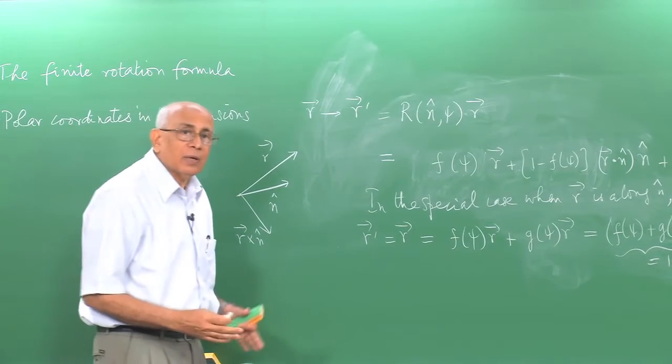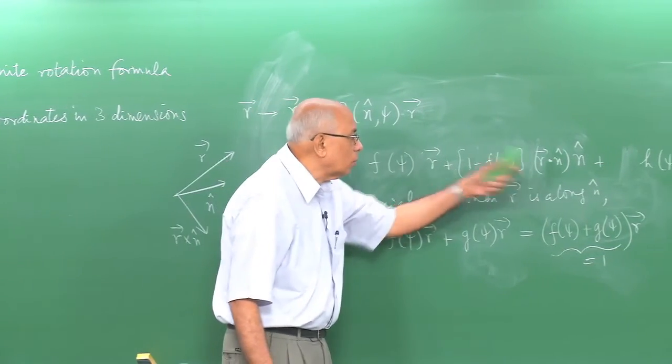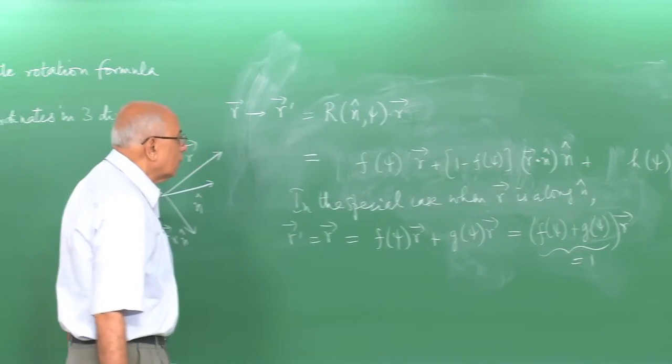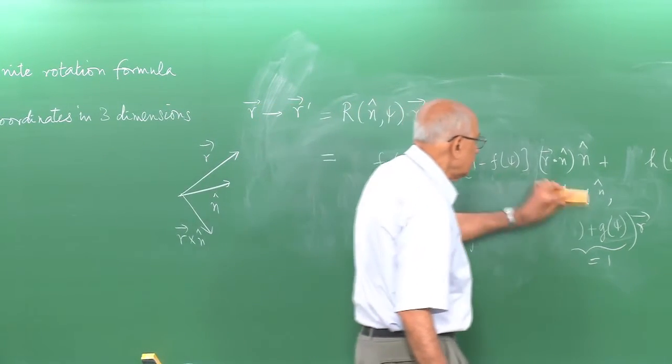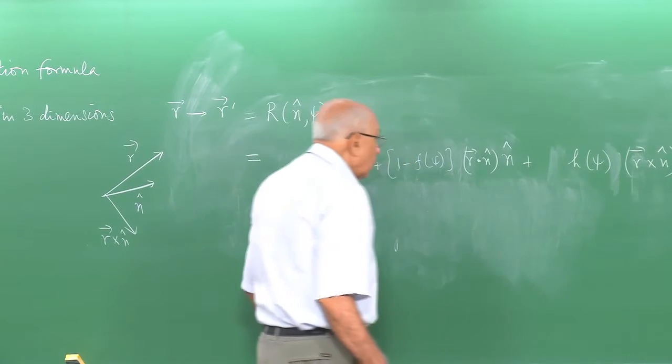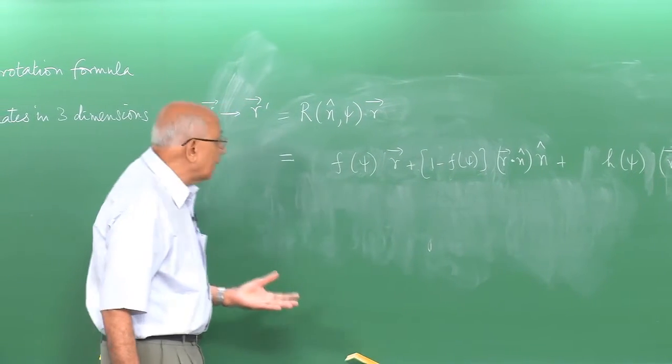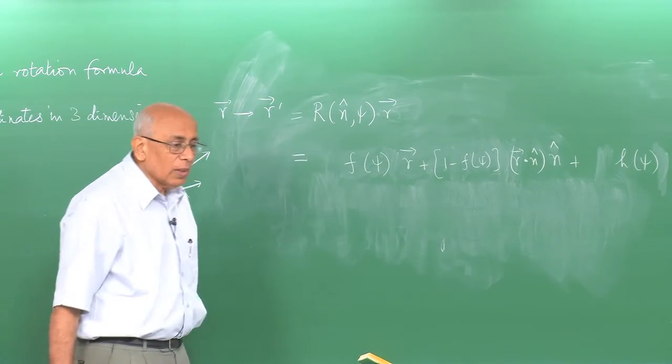That's already got rid of one of the unknown functions. We have just two unknown functions now. What else can we do? Well, when you have no rotation at all, it's clear r prime must be identically equal to r for every point r.